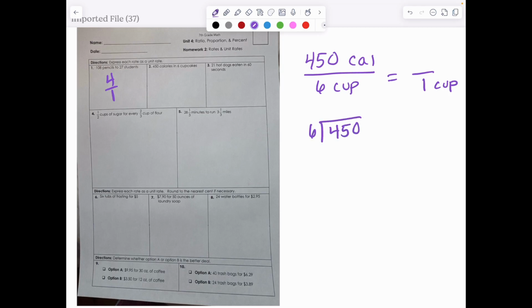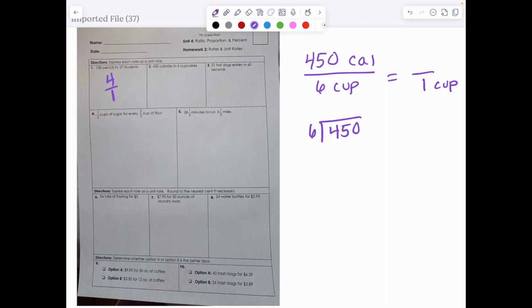All right, so number 2 is 450 calories for 6 cupcakes. So let's say I am watching my calories. I would probably want to know if I'm going to eat only 1 cupcake, okay, how many calories are in the 1 cupcake. So I would take 450 and divide it by 6, okay?